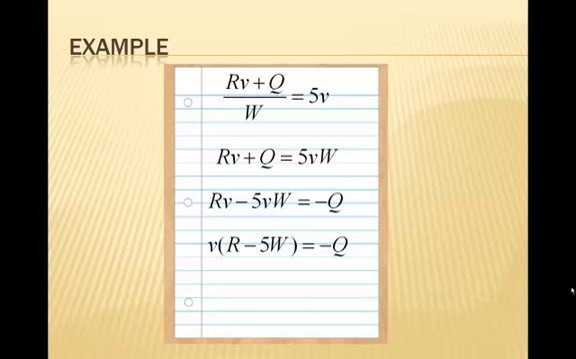All right, we only got one step left. Now that I have a single v, I'm going to isolate it. And since it's being multiplied by r minus 5w, that's what I'm going to divide both sides by to get it completely all alone. So after dividing both sides by r minus 5w, I get that v is equal to negative q divided by r minus 5w. And so I have solved this formula for v, since v is now completely all alone.